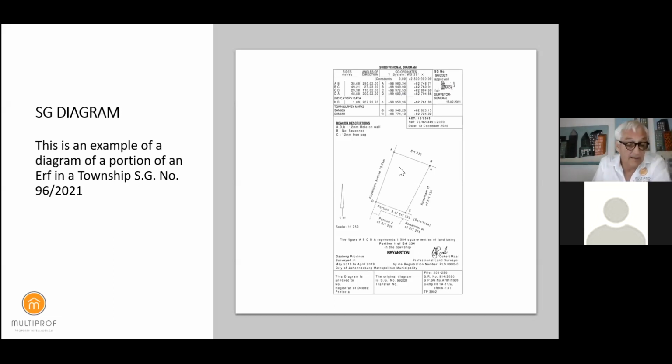We had cases before where a seller was next to a park, and he just moved the fence of his property to include a piece of the park. Now, immediately when you look at the SG diagram and you look at his property, you would see that the shape is not the same. And then you can make a potential buyer aware of the fact that what he's seeing is not all what he's buying.